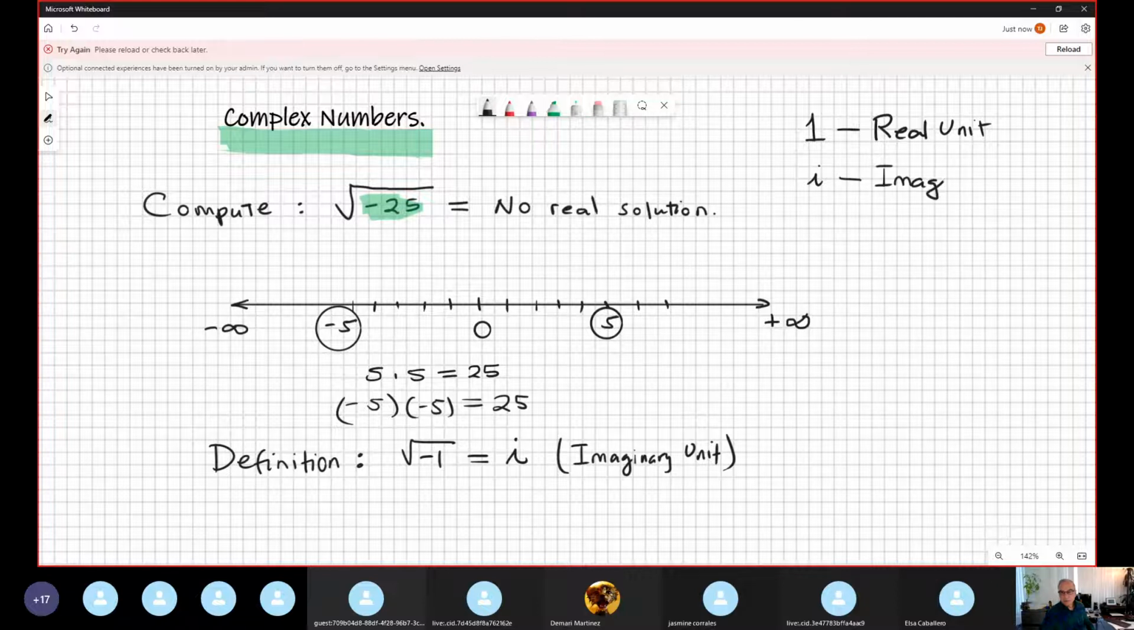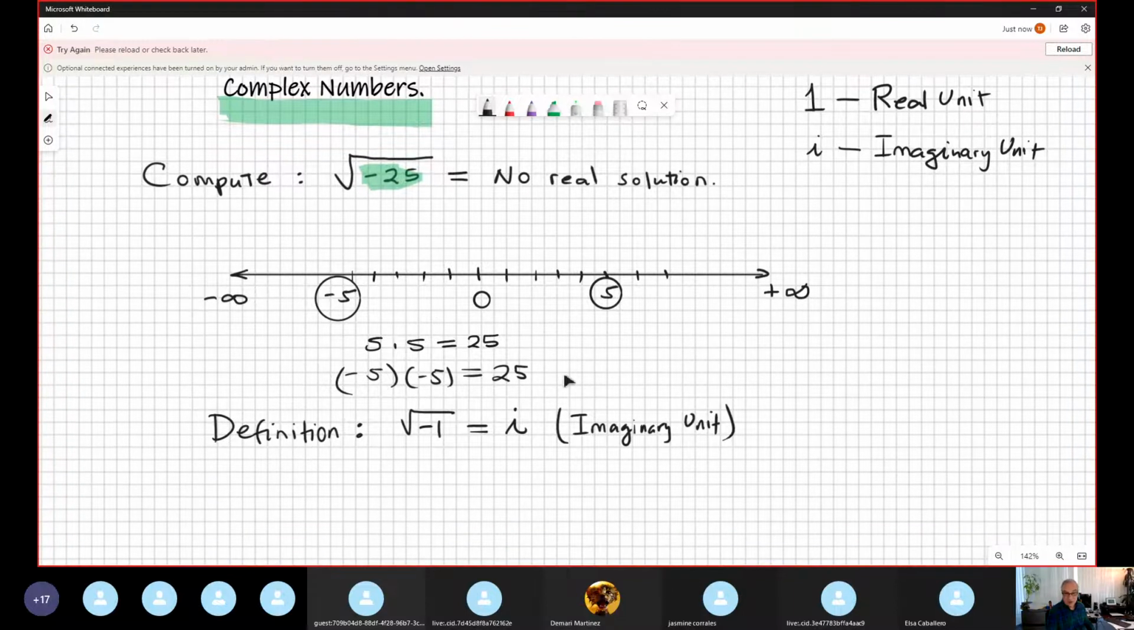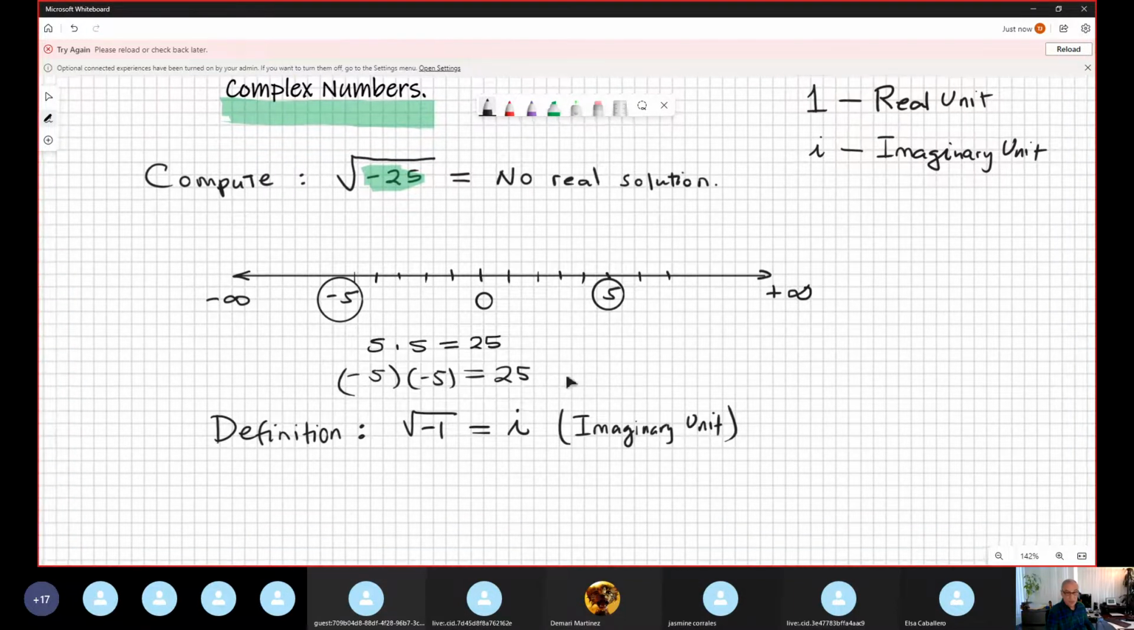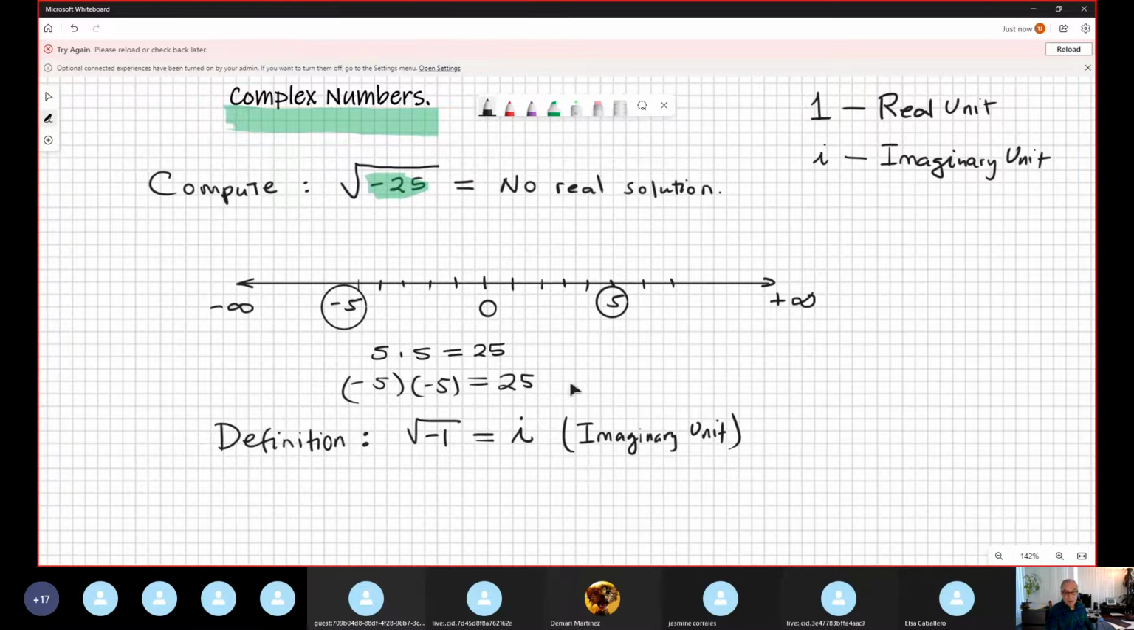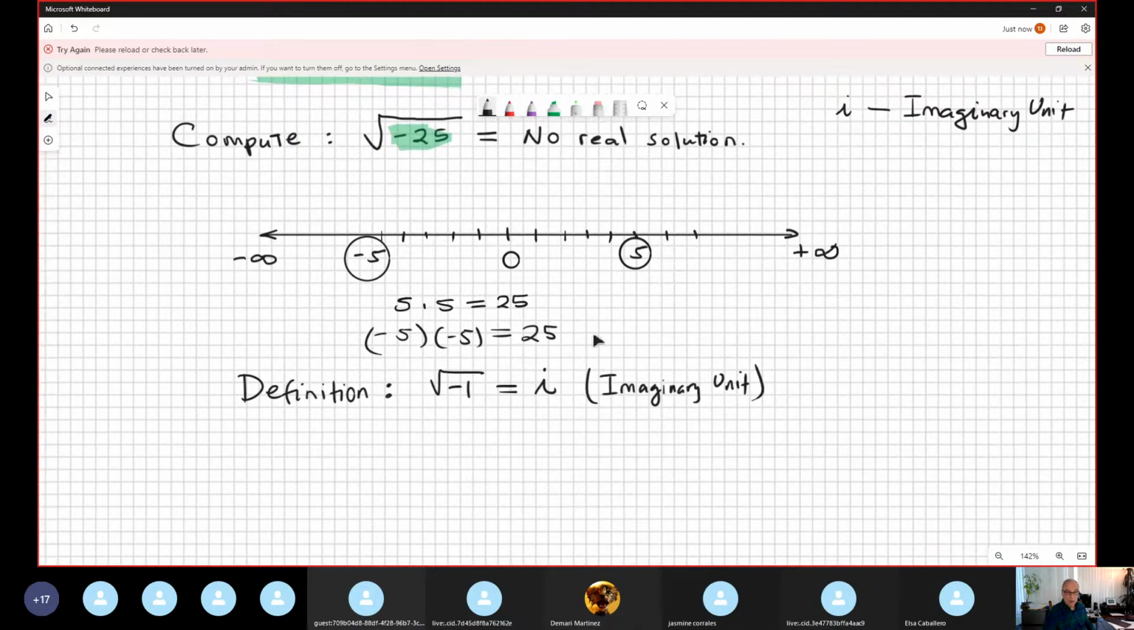So far, we have two kinds of numbers: the numbers that contain i and the numbers that do not contain i. The number that does not contain i is real, and the number that contains i is imaginary. This is just a historical name. Imaginary is not science fiction, it's not a ghost. It's another kind of number. That's it.